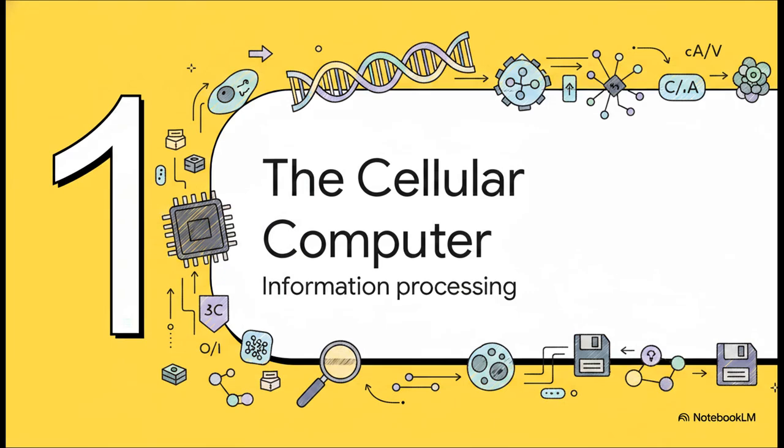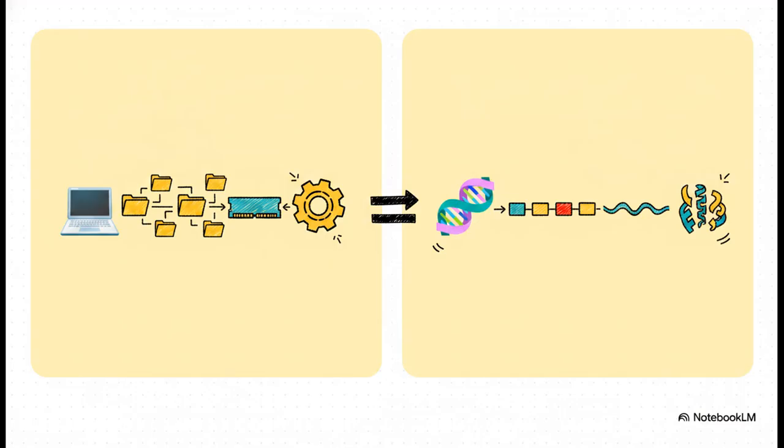Section 1, the cellular computer. We're talking about cells as literal information processing machines. To really wrap our heads around life from an engineering perspective, you have to look at how living organisms act remarkably like tiny, super efficient computers. Think about it. While your laptop stores its source code in binary, just zeros and ones, biological cells store their code using 4 DNA bases, A, C, G, and T. And instead of organizing code into little digital files, a cell organizes its code into discrete segments we call genes.